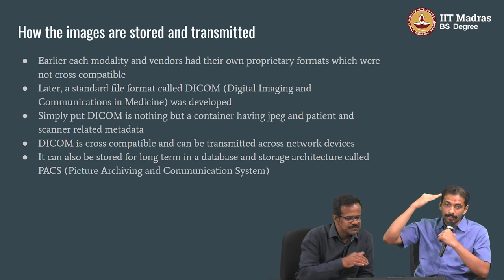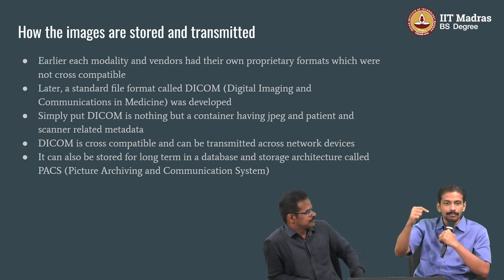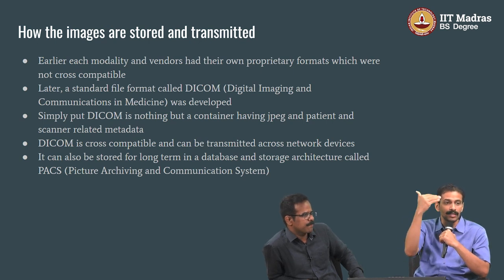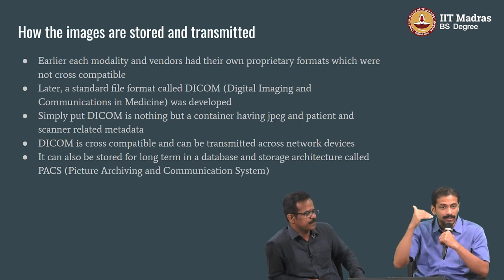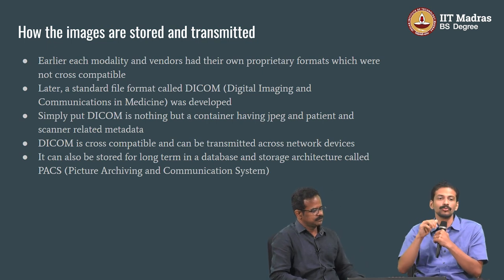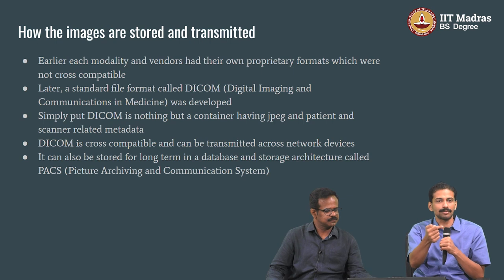If it is a stack of 100 images, there has to be a correlation between all those images, right? If you get the JPEG of all those slices, how do you know which level the first slice belongs to? What is the position of the second slice? What is the position of the third slice? What is the thickness of that? What is the reconstruction algorithm used to reconstruct a particular slice? All this, and even the calibration of measurement.